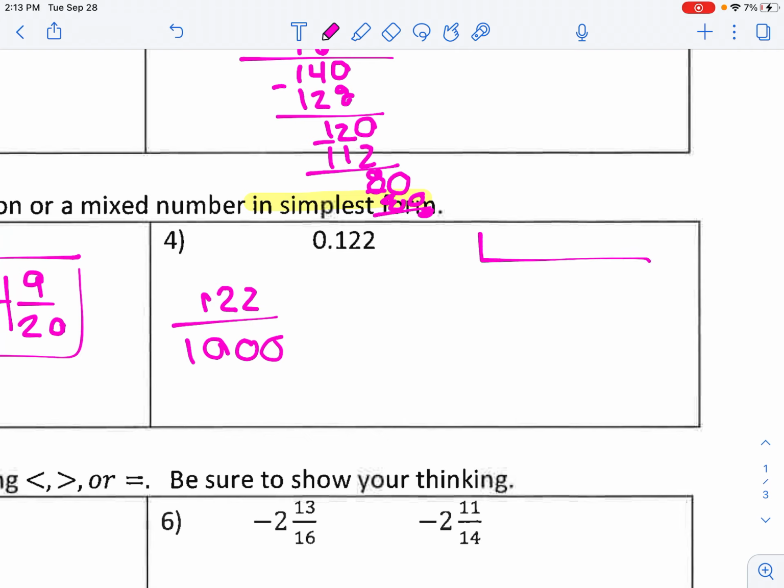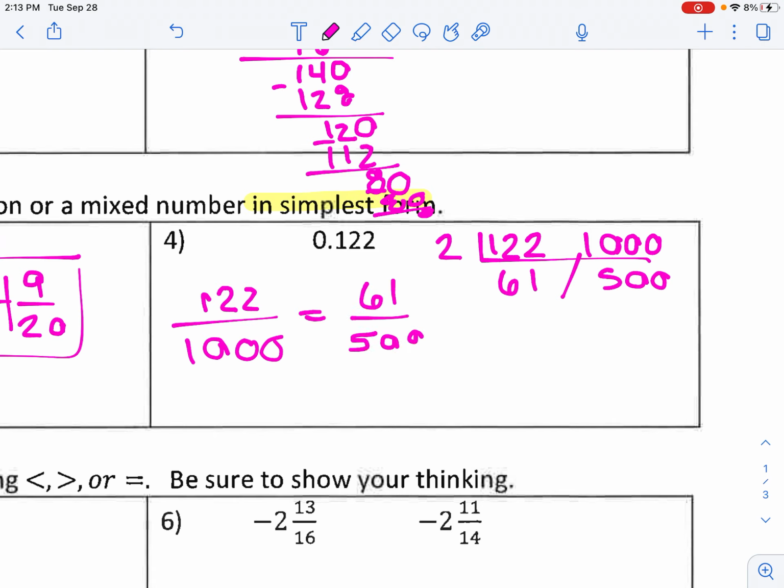Remember, the best way to reduce fractions is to make your division ladders. These are both even numbers, so we're going to divide by 2. So we get 61 and 500, and the fraction bar goes between. So in simplest form it is 61/500.